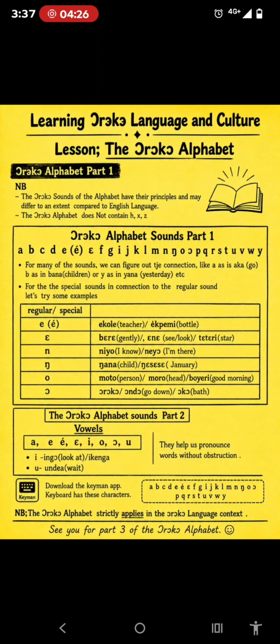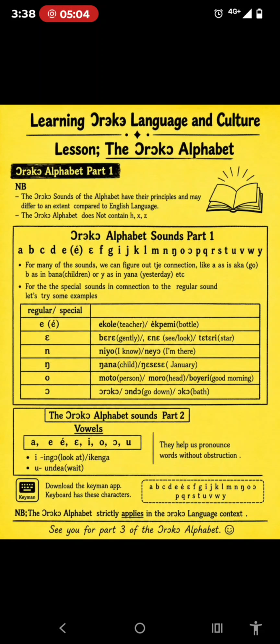We go to n, which is a regular n you know of. N as in niyo, niyo means I know. N as in neyo, neyo means I'm there or I'm here. Then now we have as in ngana, which means child. Then we have ngesese, which is a month of the year. I hope I didn't make a mistake here. I'll find out.